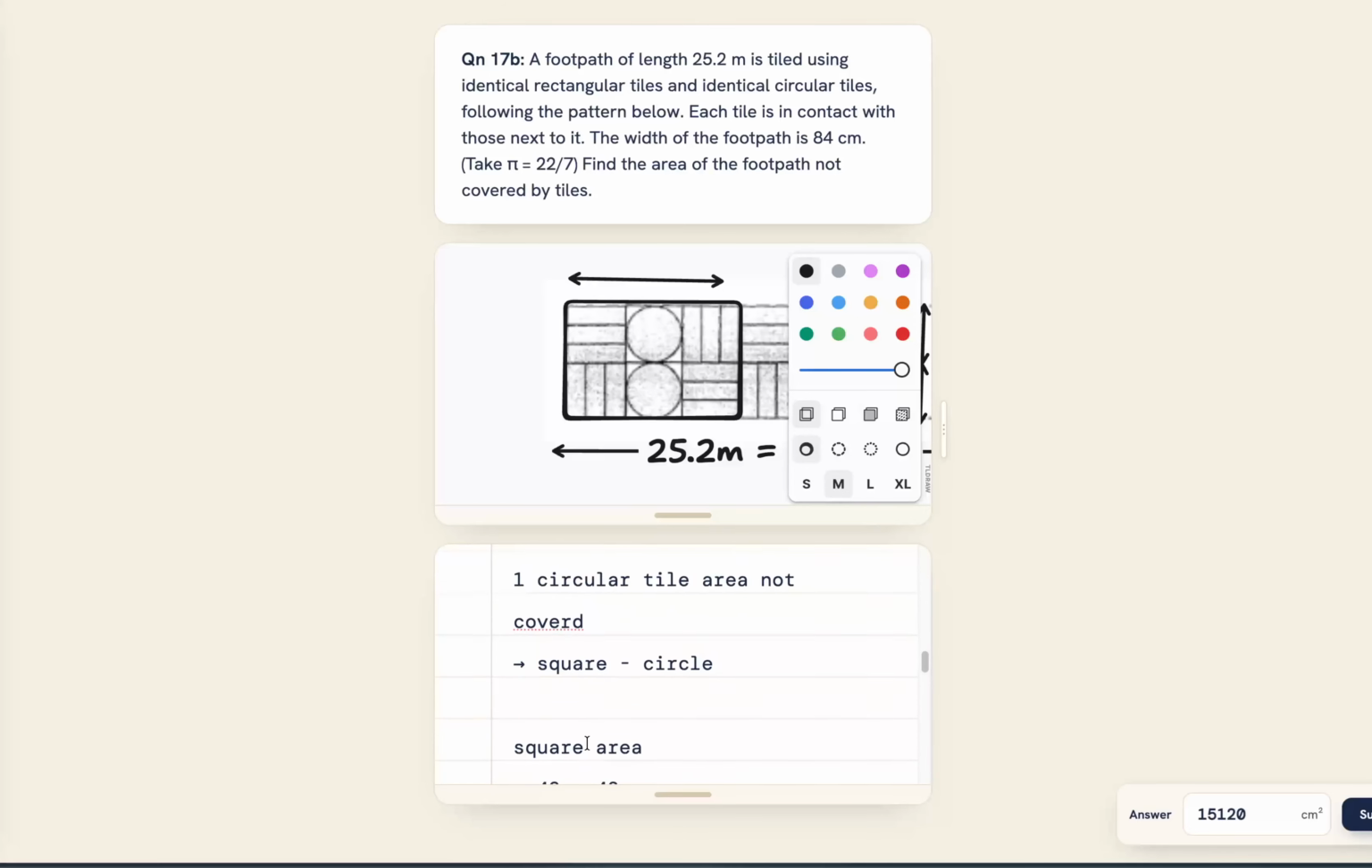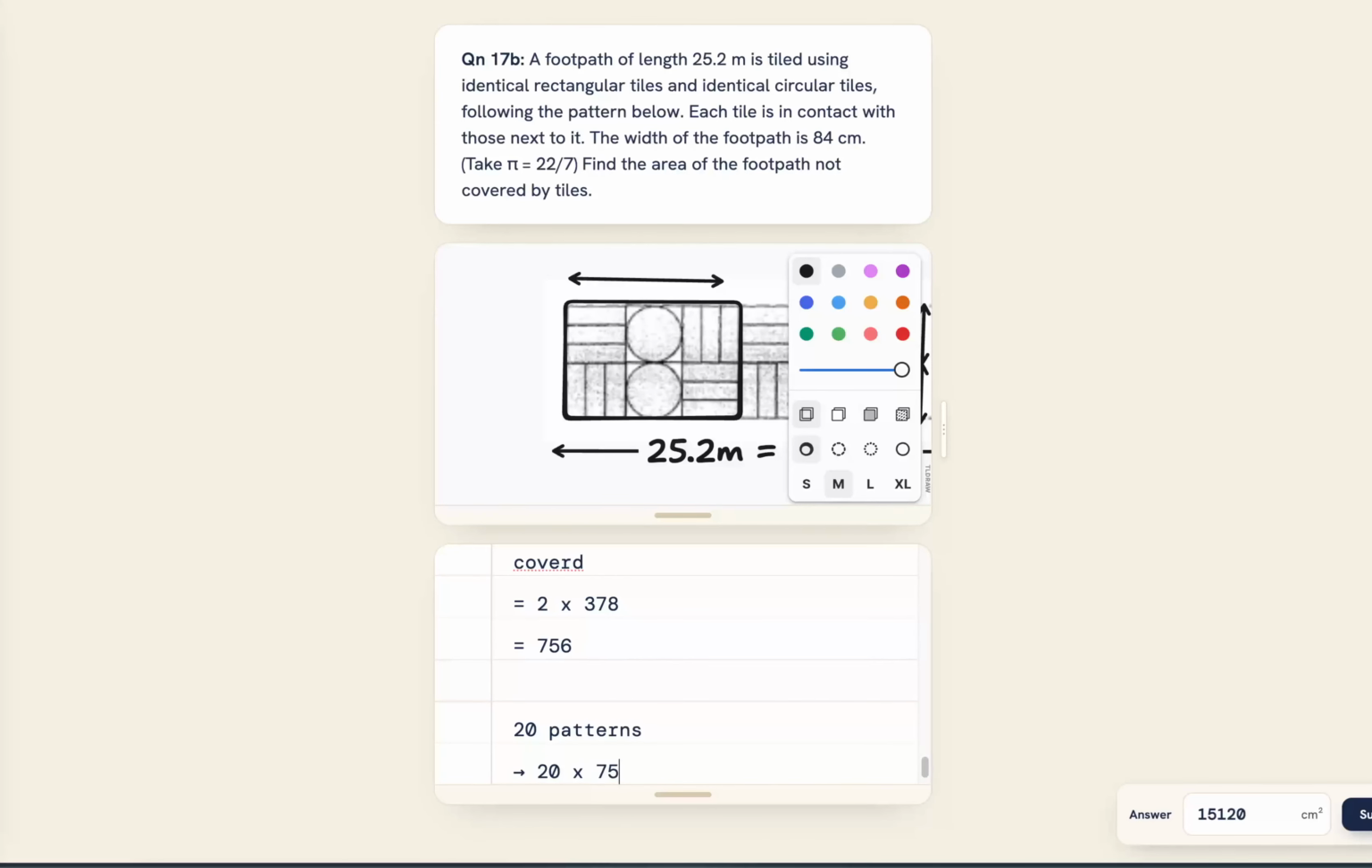So what's the number of patterns? The number of patterns is 20 patterns. So 20 patterns is equal to 20 times 756, and this will be equal to 15120 centimeters square. So there you go, that's the answer, 15120 centimeters square.